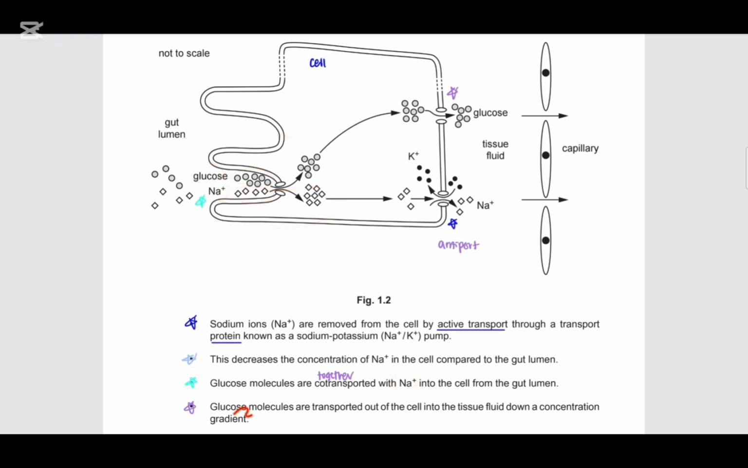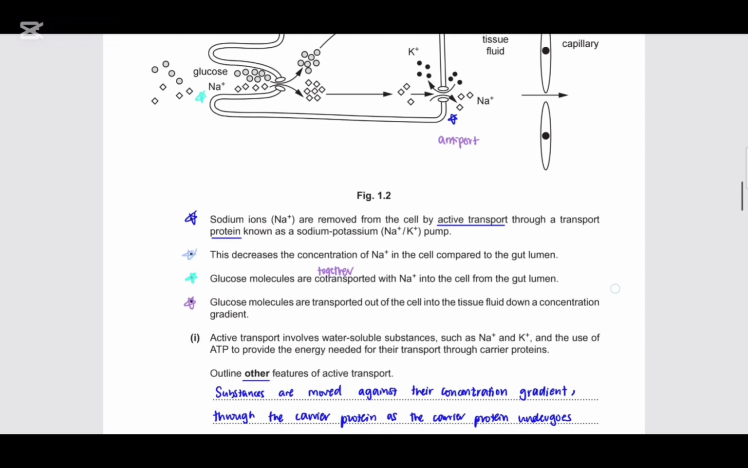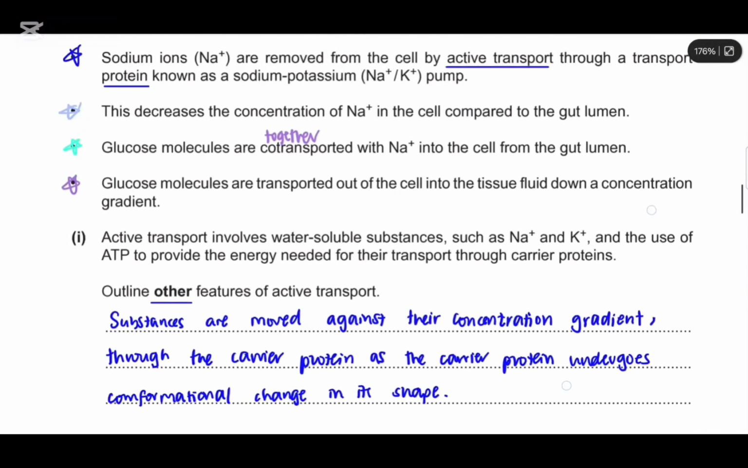And then last but not least, glucose molecules are transported out of the cell into the tissue fluid down a concentration gradient. So I think here it's kind of obvious that it's diffusion, or to be correct, facilitated diffusion, because it requires a transport protein. So in this case, what I have indicated here, you can see that the glucose is transported out down its concentration gradient into the tissue fluid, and it enters the capillary. So that's the scenario that is summarized by the diagram. So they want us to answer the next question.